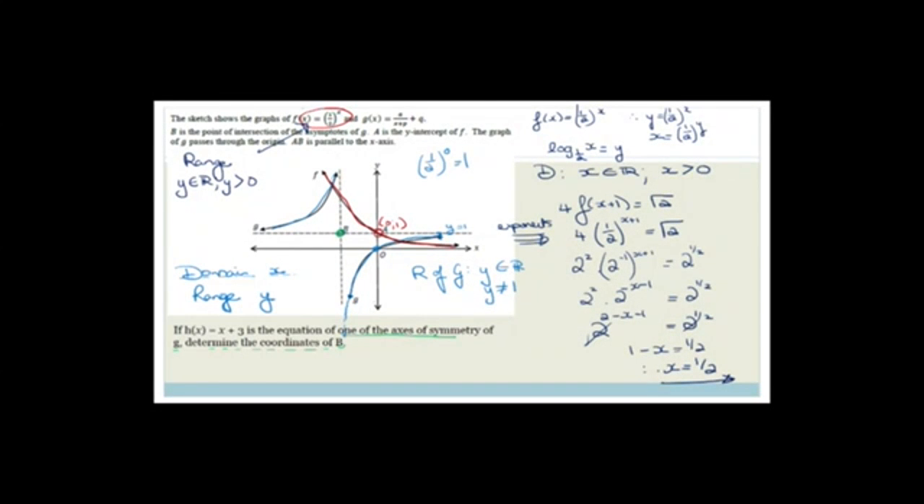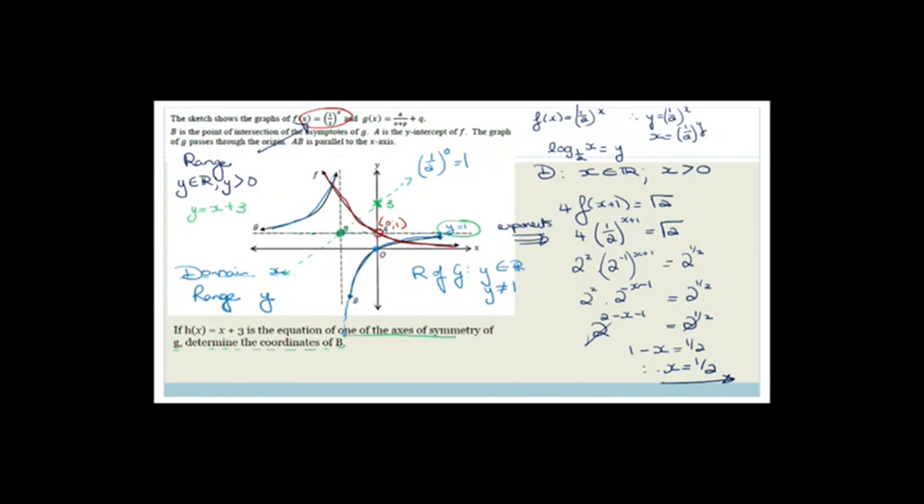Okay, so normally, if your hyperbola is not shifted, then the axis of symmetry would be y = x for a positive hyperbola. What's happened now is they're telling us that one of the axes of symmetry happens to be y = x + 3, which means this is going up, down over here. But do you agree that we know what the y value is at this point, because we worked out earlier that this asymptote was y = 1.